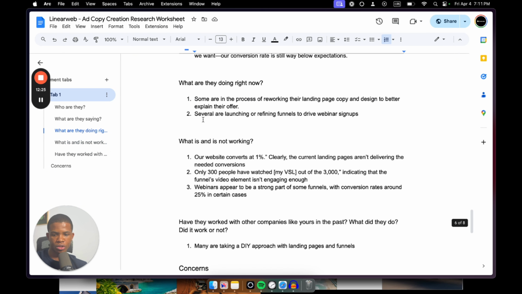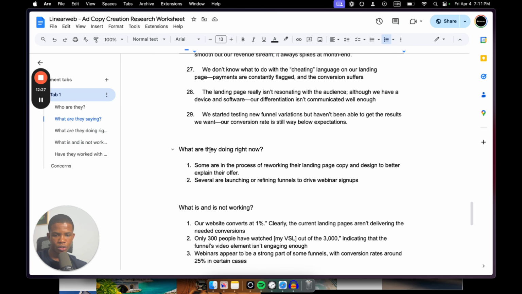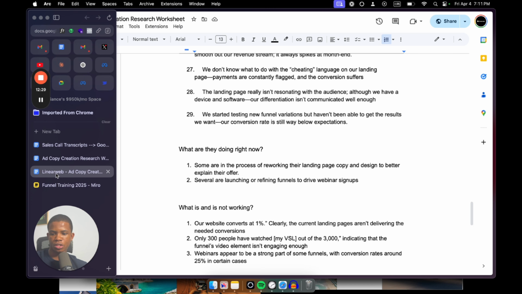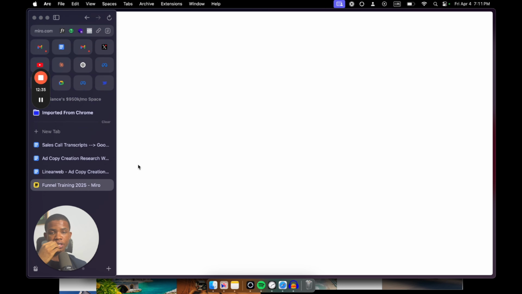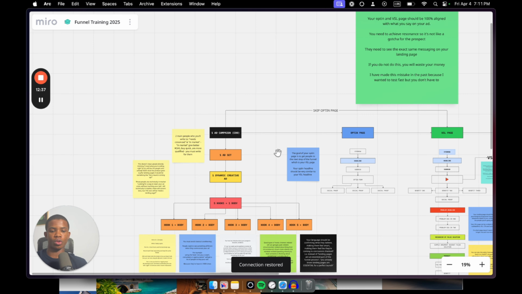You can see their concerns. You can see what is working and what is not working. What are they doing right now? And that's what you need to fill in. And once you have that, you can start creating your ads based on all of that information.